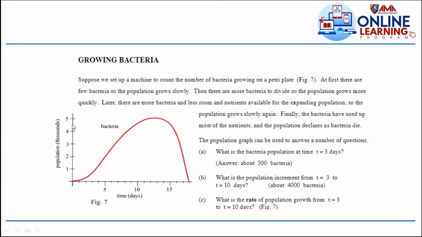Kaso, ang hinahanap lang natin dito pagkatapos nung pangatlong araw. So, hindi na natin sasali yung 500 dito dahil di na po siya kasama. Mula 3 hanggang 10, so 4,500 minus 500, the answer is 4,000 bacteria.